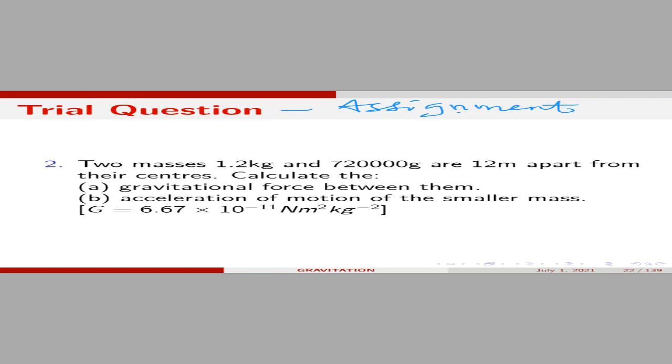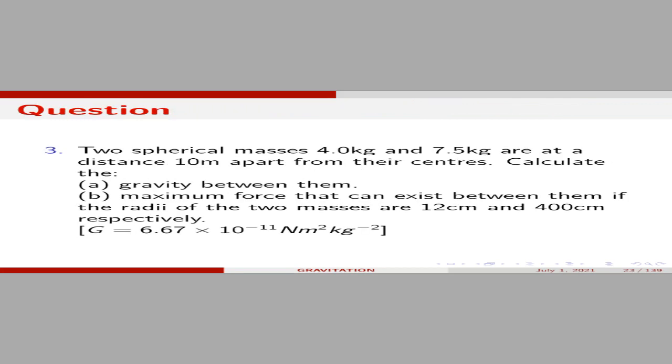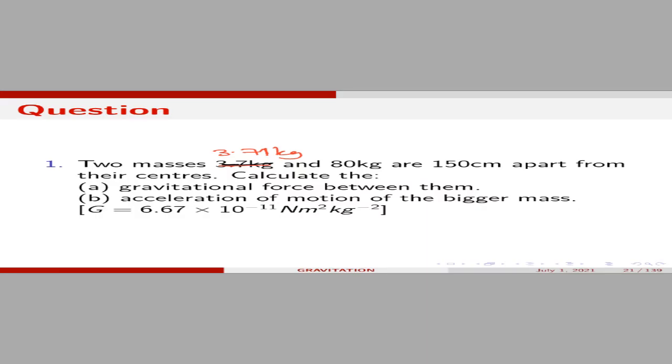Let's continue. Let me solve this question for you. Two spherical masses, 4 kilograms and 7.5 kilograms, are 10 meters apart from the centers. And he wants us to calculate the gravity between them. Okay. So this is interesting. This is the question.